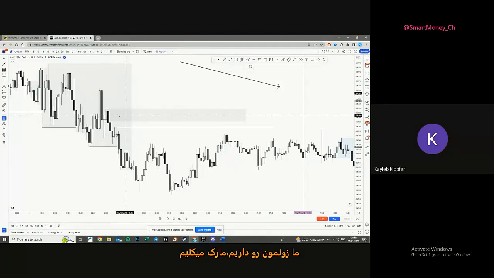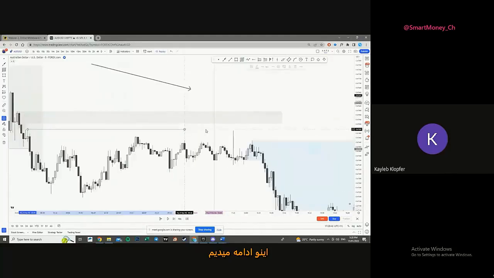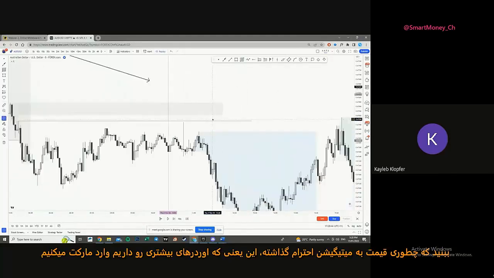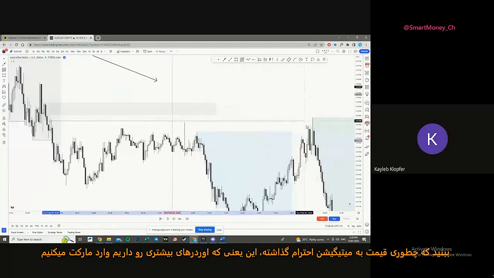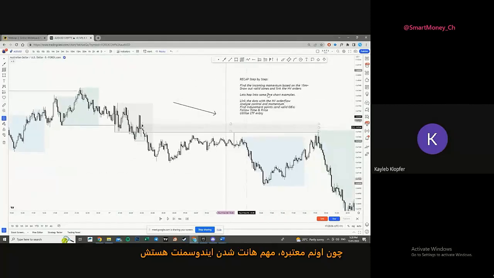So instead, let's find the top of where that mitigation started. We have our zone. We can mark out, we have imbalance in here, like that. Let's pull that out. See how we're respecting our mitigation? It means we're building upon more orders, okay? I will just grab all that like that, because that's all valid as long as the inducement's being taken out.